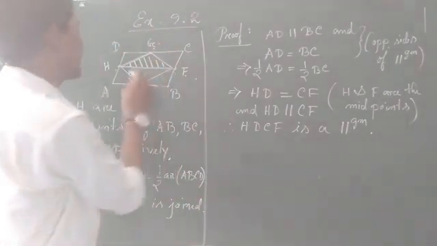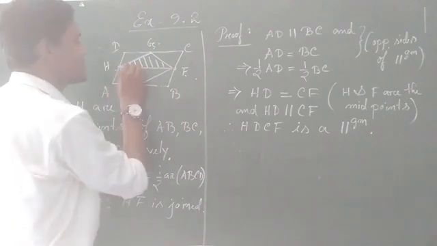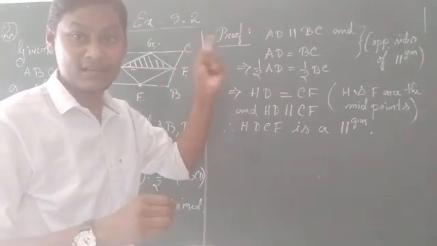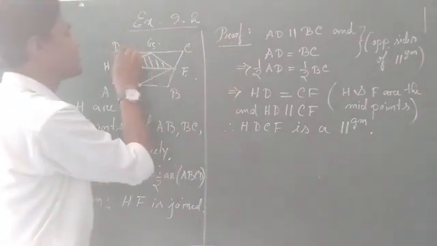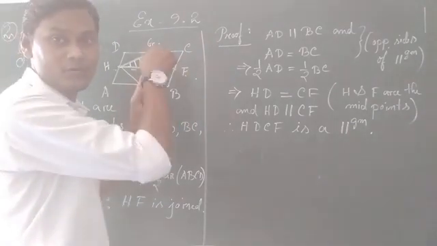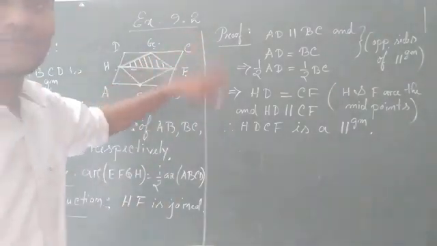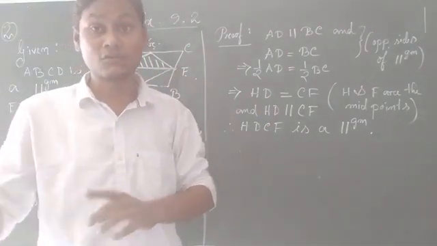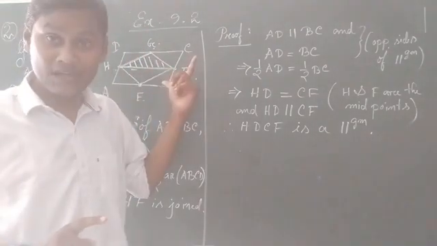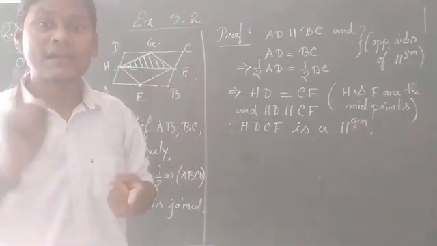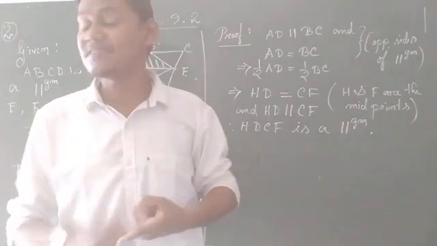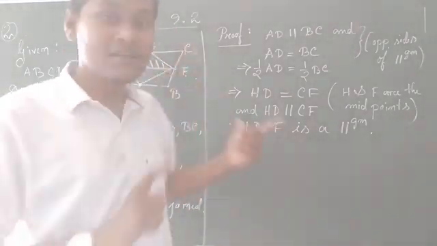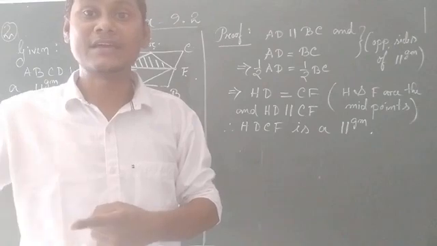The parallelogram and triangle lie on the same base, HF. HF is the common base for both the triangle and the parallelogram. And between the same parallels, DC and HF, which are parallel because it is a parallelogram. That means the parallelogram HDCF and the triangle HCF lie on the same base and between the same parallels. If a triangle and a parallelogram lie on the same base and between the same parallels, then the area of the triangle will be half of the area of the parallelogram.